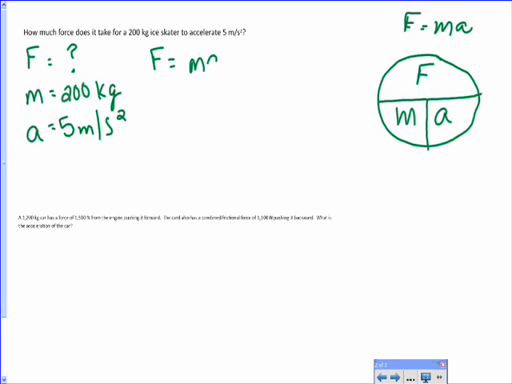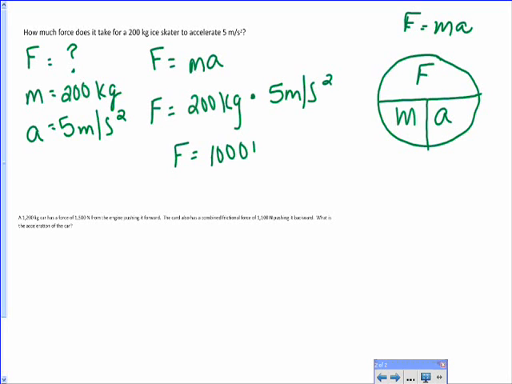Force equals mass times acceleration. All right, so let's do this. We're going to fill in our formula with numbers, so 200 kilograms times acceleration 5 meters per second squared. And we calculate that. When you put that in your calculator, you're going to say 200 times 5, and you should get 1,000. So the force equals 1,000 newtons.